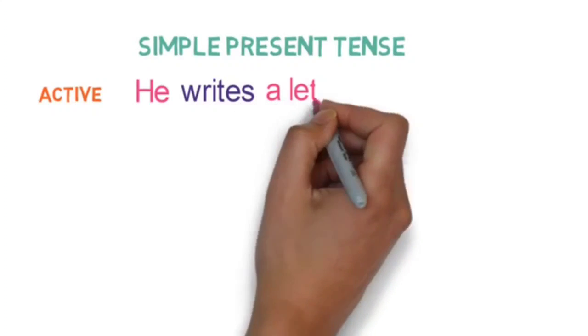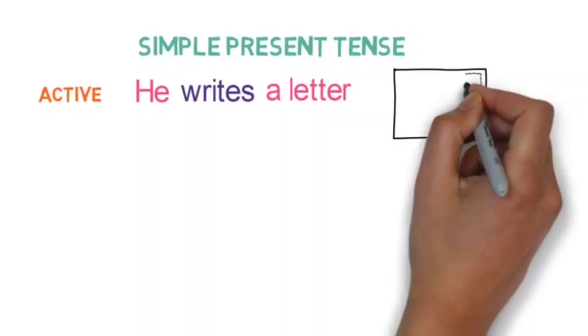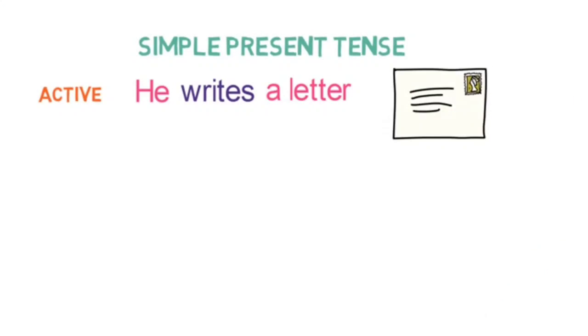Let's start with the first tense, simple present tense. The active sentence is: He writes a letter. So to convert it into passive, we have to follow 5 steps. What are the 5 steps?